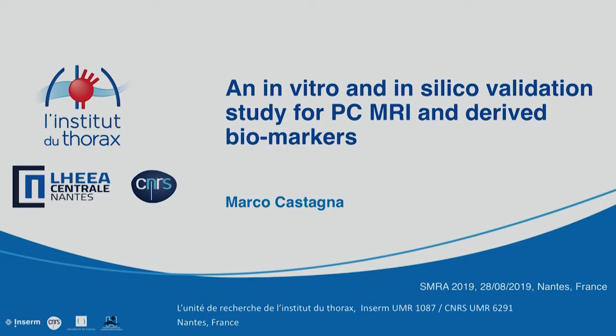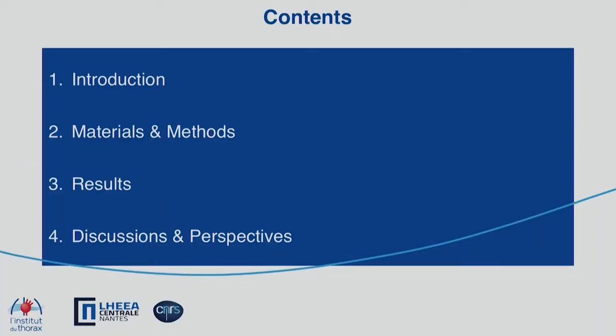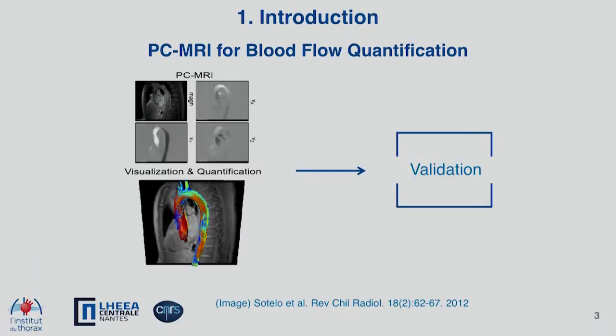So let's change topic for a while, and let's start with the introduction. As everybody here knows, a promising clinical application for SMRA is represented by the calculation of biomarkers to quantify blood flow conditions. But this quantification still needs to be validated to assure its accuracy and reproducibility.